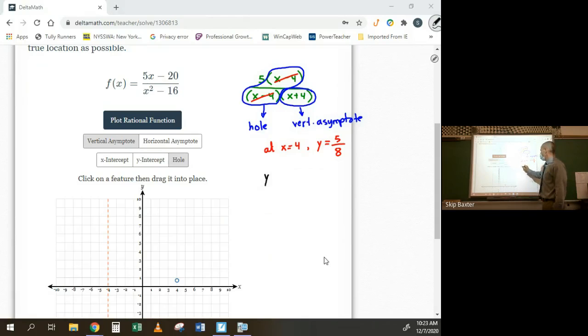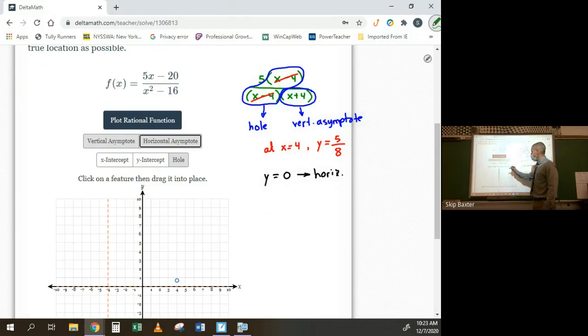Yeah, so y equals 0 is a horizontal asymptote, right? So I'm going to click on horizontal asymptote and drag that dotted line down to the x-axis, because that's y equals 0. You have to do it all in one problem. Then x and y intercepts.